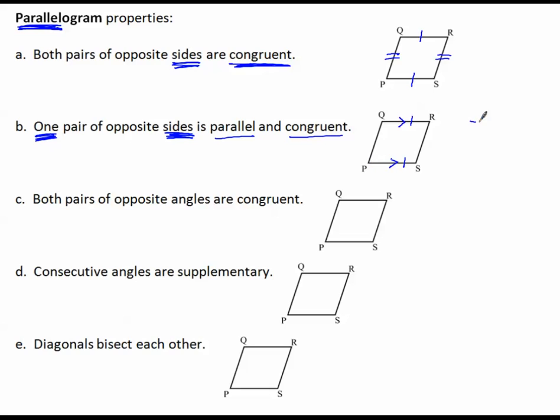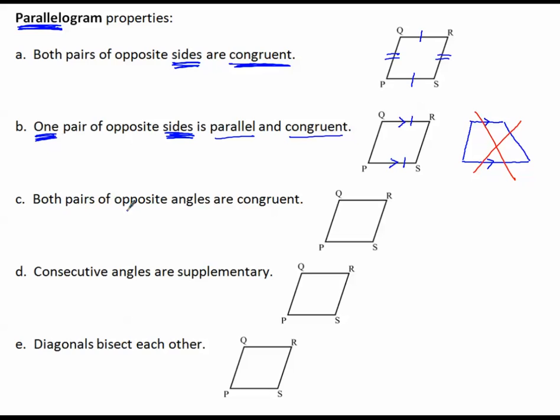Can you imagine parallel but not congruent? So these are going in the same direction, but if I make one short and one long, does that look like a parallelogram now? No, it doesn't. So one pair of sides must be parallel and congruent.